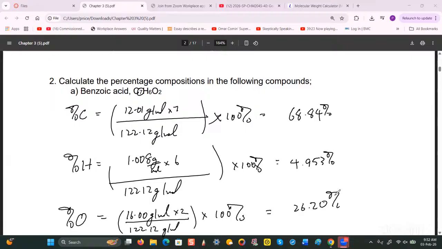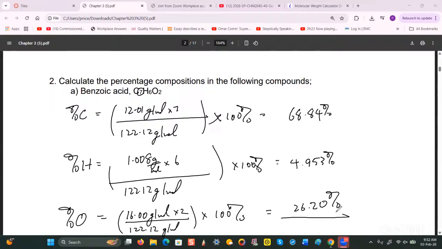And that's how you do that, right? What I recommend when you're doing problems like these is to check to make sure that these add up to 100%, right? Because if it doesn't add up to 100%, that means you did something wrong in your calculation. So if you add 68.84 plus 4.953 plus 26.20, okay, I did something wrong.